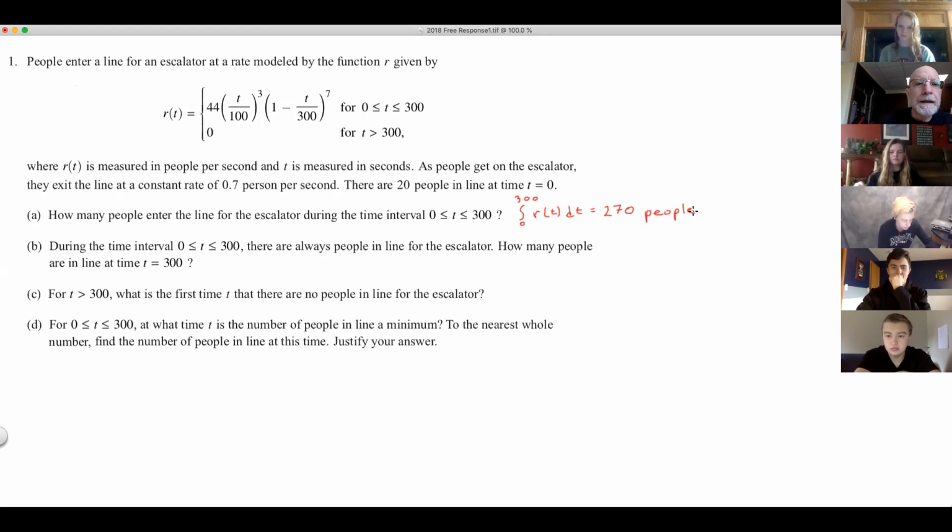All right, B: during the time period from 0 to 300, what is it, seconds? Yeah, 300 seconds, there are always people in line for the escalator. How many people are in line at time t equals 300?